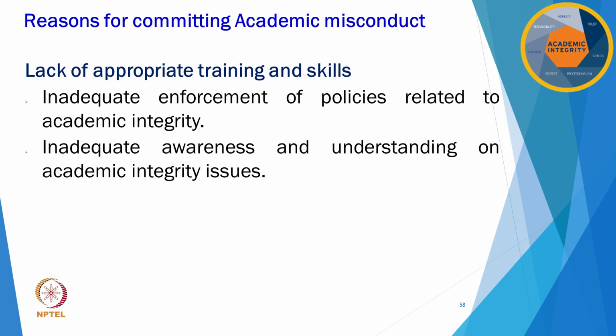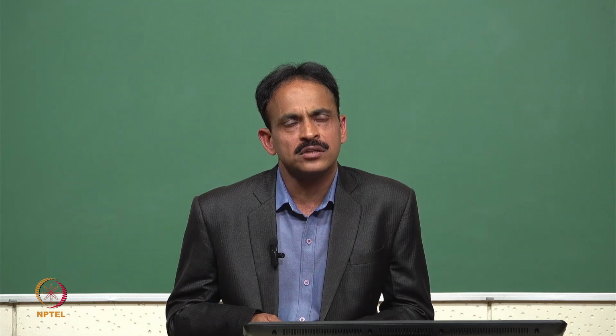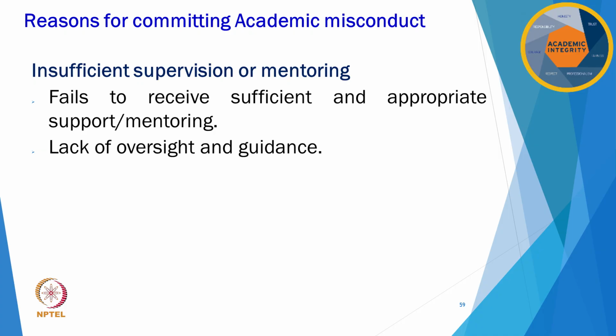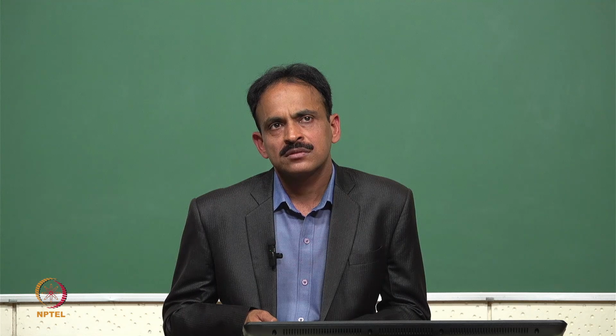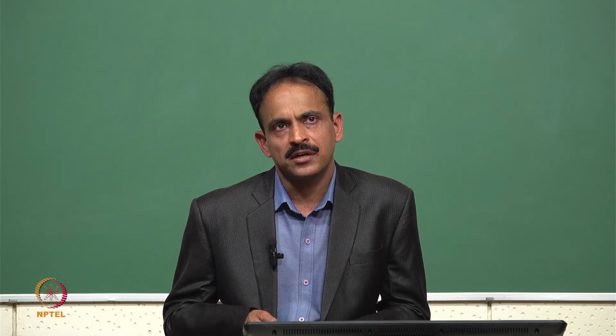Inadequate enforcement of policies related to academic integrity can contribute to a culture where unethical behavior is tolerated. Inadequate awareness and understanding of these issues often lead to unethical conduct in research. Insufficient supervision or mentoring may also be an important reason, which relates to situations where researchers, especially early career researchers, fail to receive sufficient and appropriate support from their immediate supervisors or from their affiliated institutions. A lack of oversight and guidance may knowingly or unknowingly lead to research misconduct.